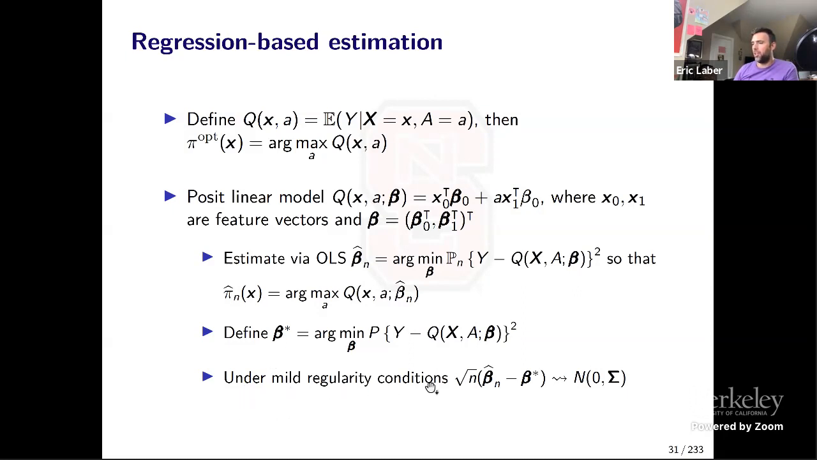Under very weak conditions, root n times (beta hat minus beta star) is asymptotically normal with mean 0 and some covariance. This is not the same one as in the previous section. I'll often use sigma as a generic kind of covariance matrix, and I'll try to make it clear what I mean. Larry, yes, you have a question about this linear model.